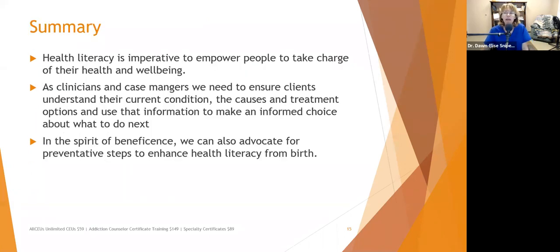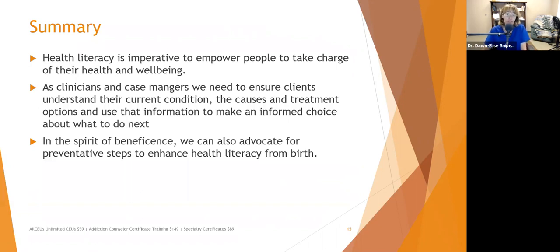Health literacy is imperative to empower people to take charge of their health and well-being. As clinicians and case managers, we need to ensure clients understand their current condition, the causes and treatment options, and are able to use that information to make an informed choice about what to do next in order to achieve their idea of the highest quality of life.